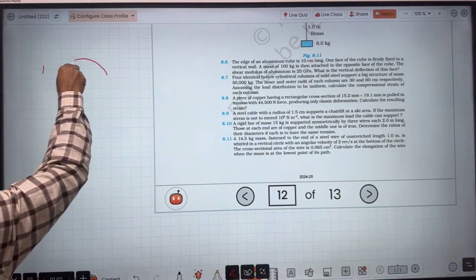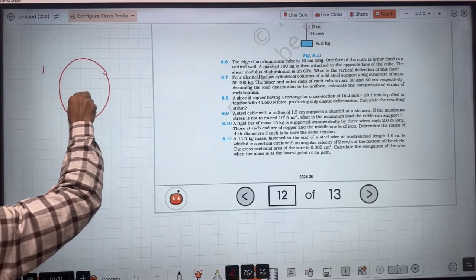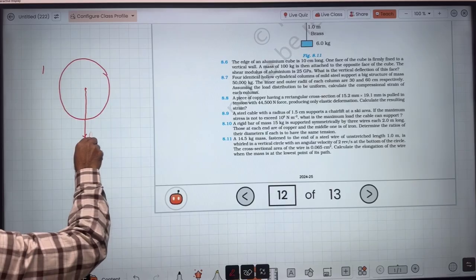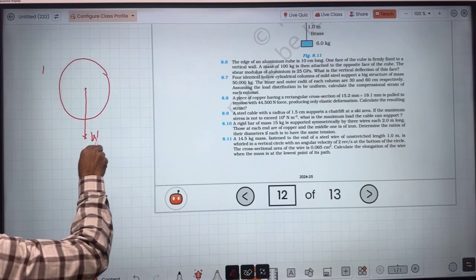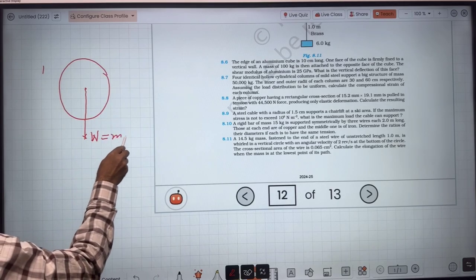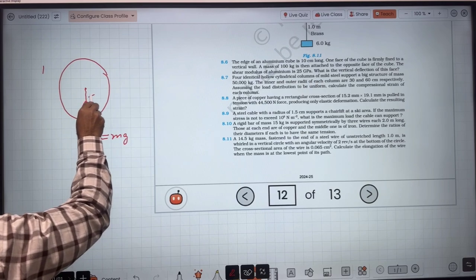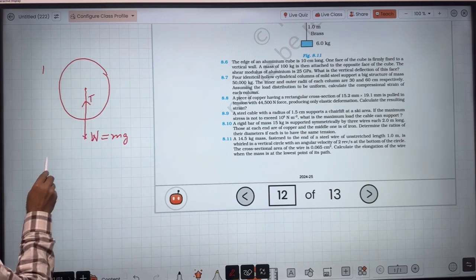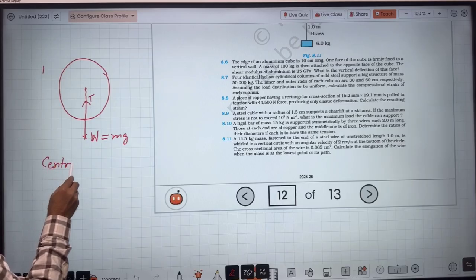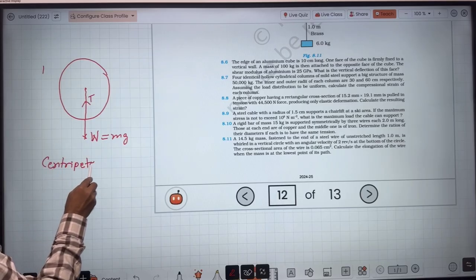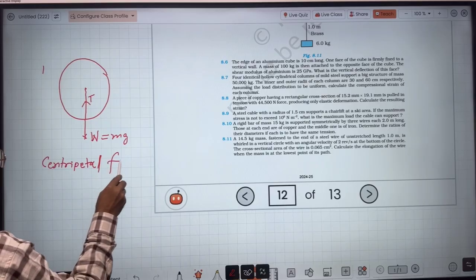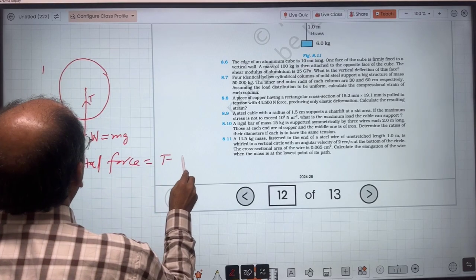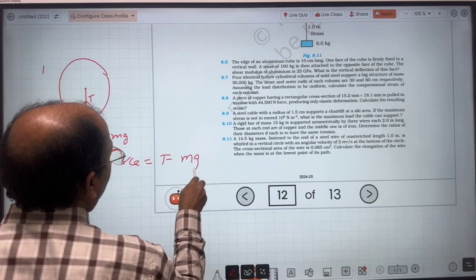So here what you can do, you can consider a circle and weight mg will be in the downward direction and tension will be in the upward direction. So what is the centripetal force here? The centripetal force is equal to the difference of the two, so T minus mg.